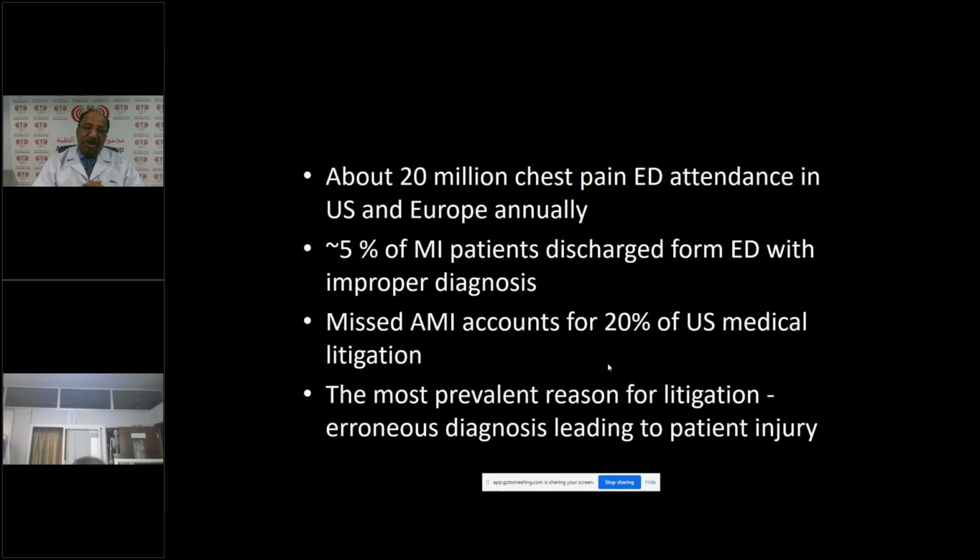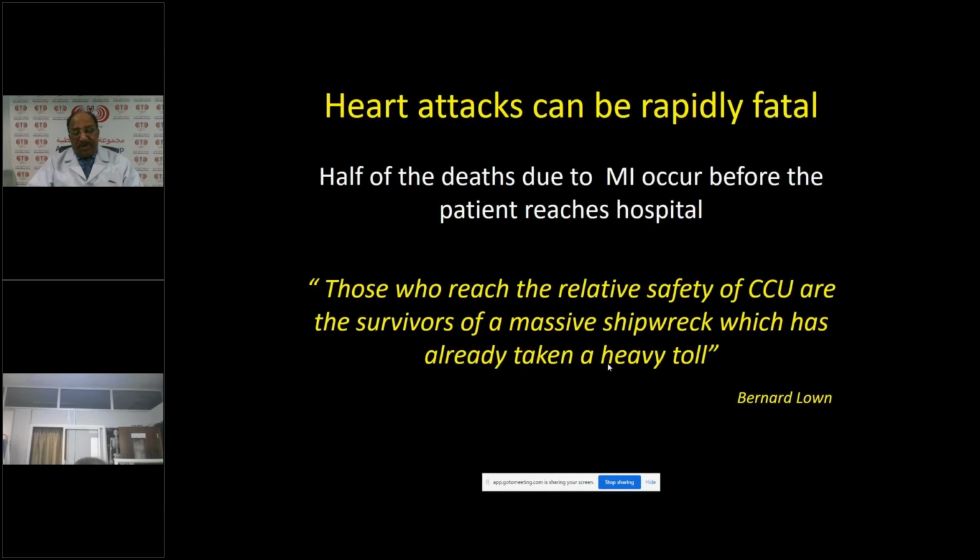So this is why it is so important to make a timely diagnosis of acute chest pain. And many a time what we find is that even highly trained doctors make mistakes in diagnosis and management of acute coronary syndrome. Heart attacks can be rapidly fatal, which everyone knows. And half of the deaths due to MI occur before the patient reaches the hospital. As Bernard Lown said, those who reach the relative safety of CCU are the survivors of a massive shipwreck, which has already taken a heavy toll. So that's why it is so important to make a proper diagnosis as soon as the patient presents to you.